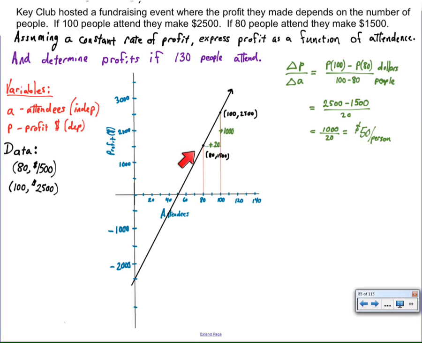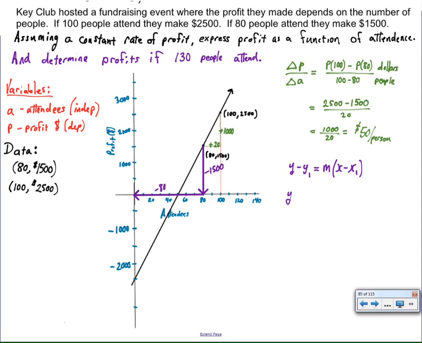So again, that's consistent with what I see here. Every person gives me $50, every 10 people is going to give me $500. So we can go over 10, up $500, and we can go over 10 more and up $500. So just count by tens, and each time we'll get an extra $500. Or we can count by 20s and get $1,000 more. Either way.